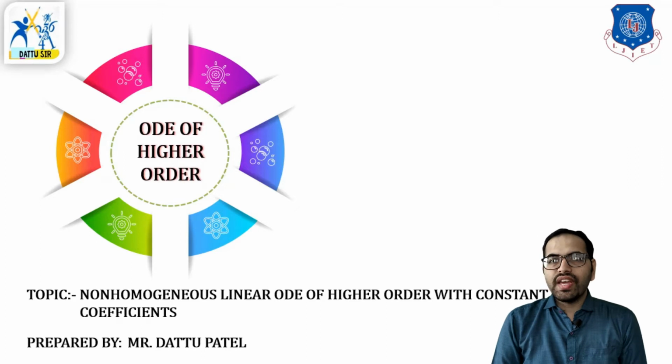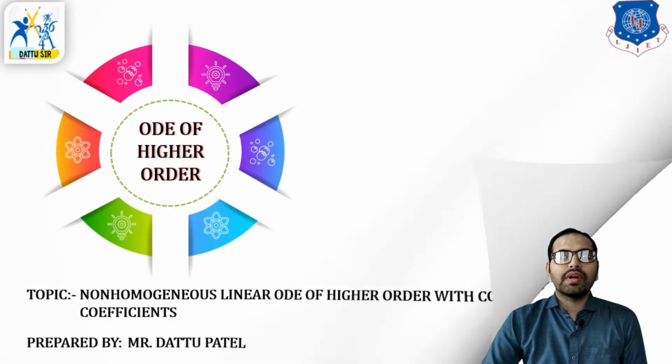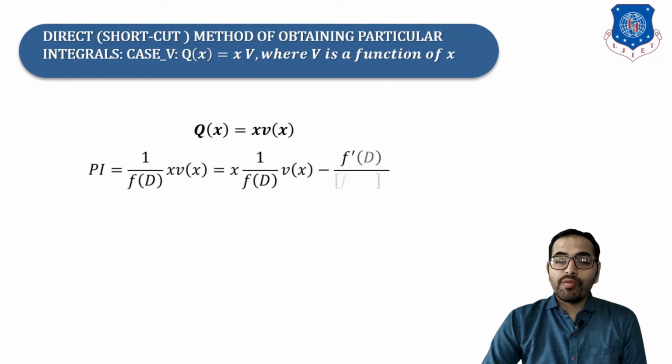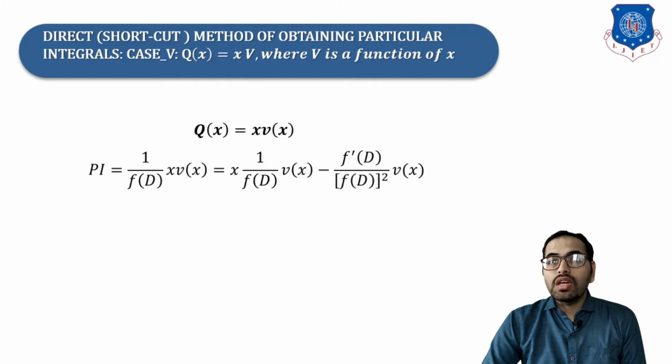In the earlier lecture we already discussed the shortcut case for finding the particular integral, which was case 4. Today's session we will discuss case 5 for finding the particular integral. Let's move to the direct method of obtaining the particular integral by case 5, where Q of x equals x into v, where v is a function of x.